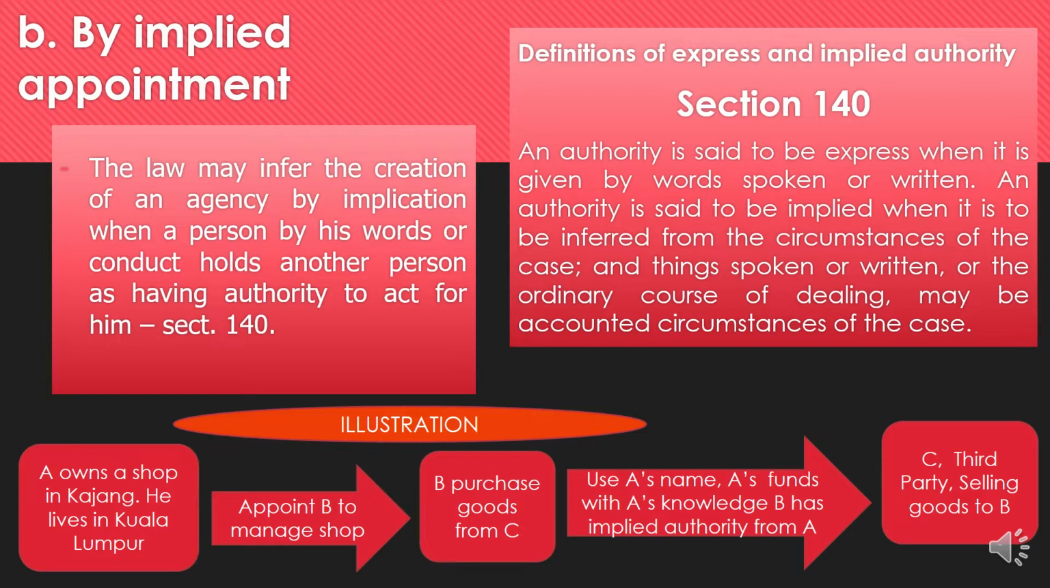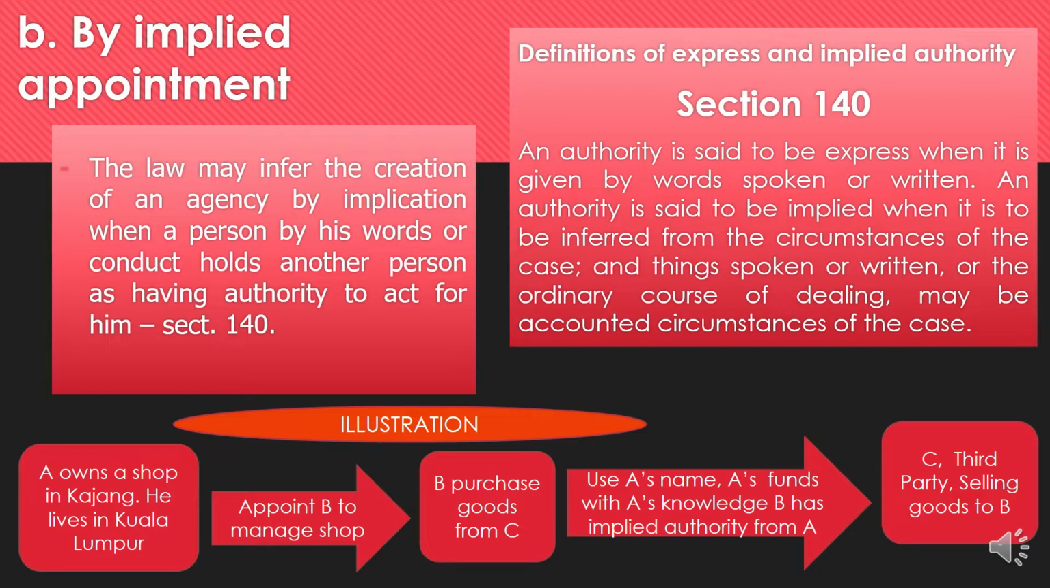So, by implied appointment, the law may infer the creation of an agency by implication when a person by his words or conduct holds another person as having authority to act for him. Let's go for an illustration. What does it mean? It means A holds B as having authority. So we refer to the illustration.